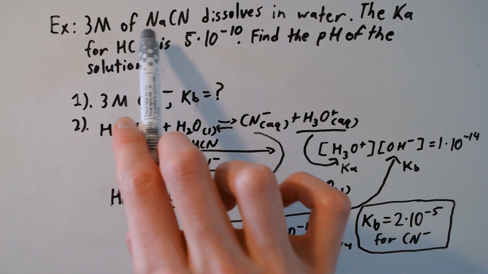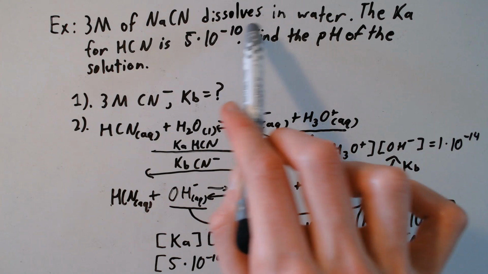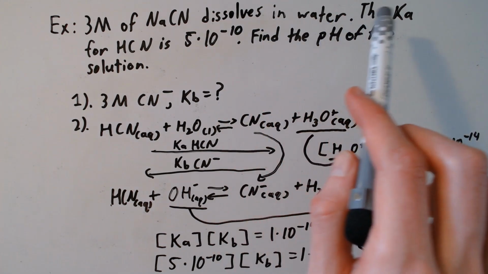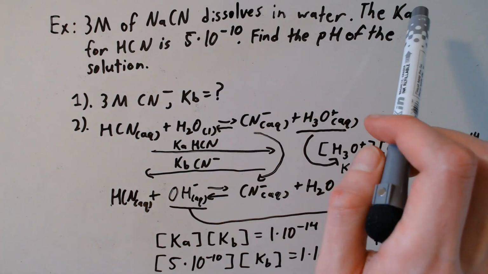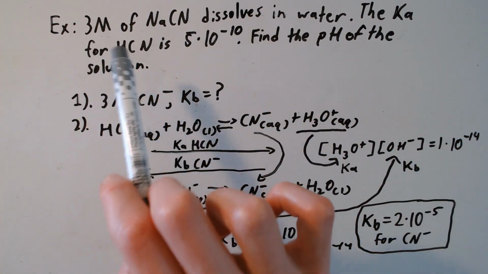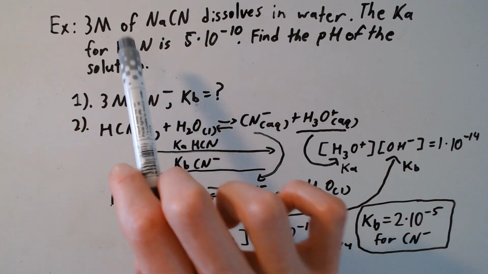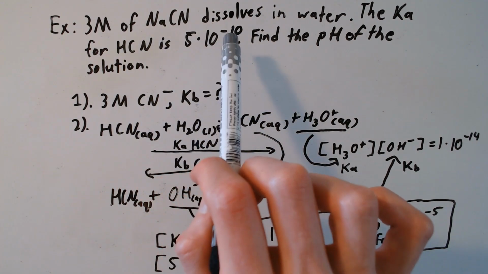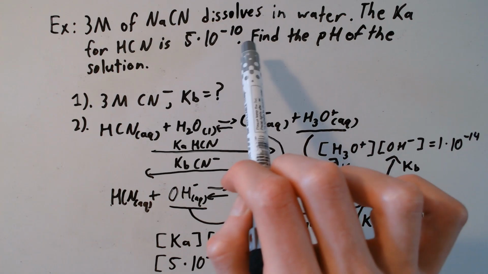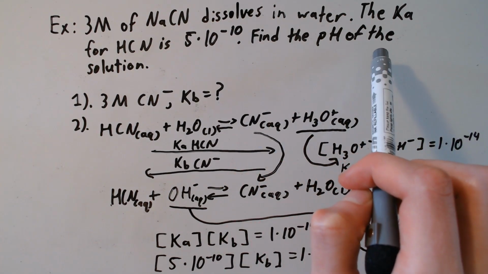So we have the 3 molar of NaCN dissolved in water, and instead of giving us the Kb of the CN minus, this problem gives us the Ka for HCN, the conjugate acid of CN minus. And that Ka is 5 times 10 to the negative 10th. So we need to find the pH of the solution.